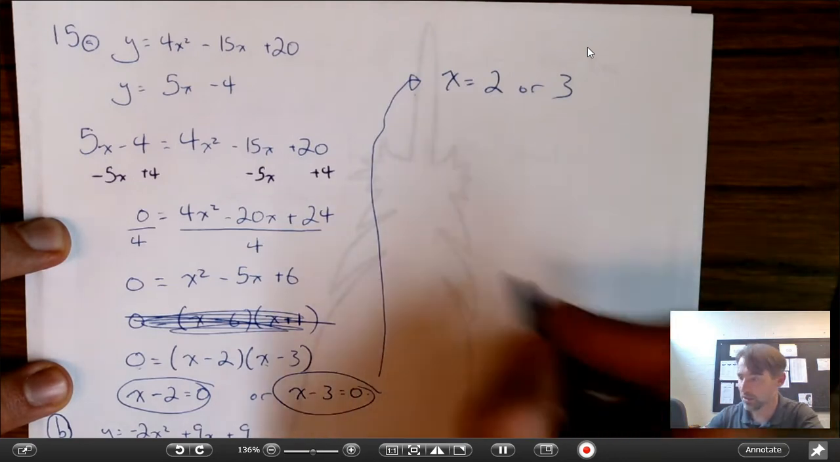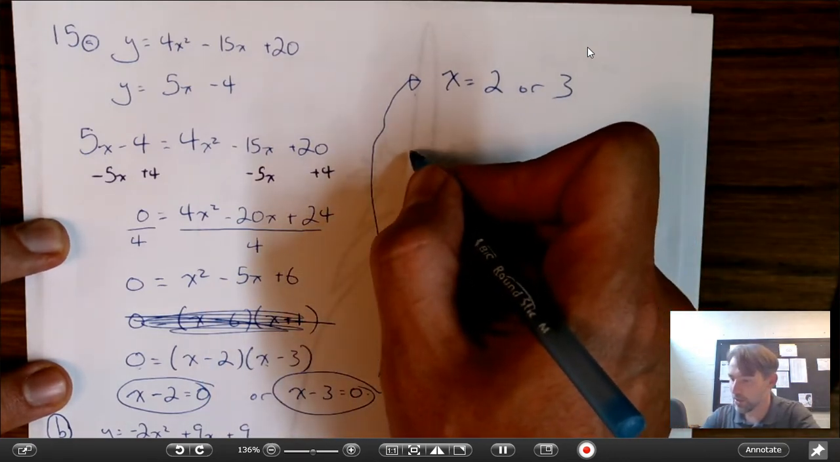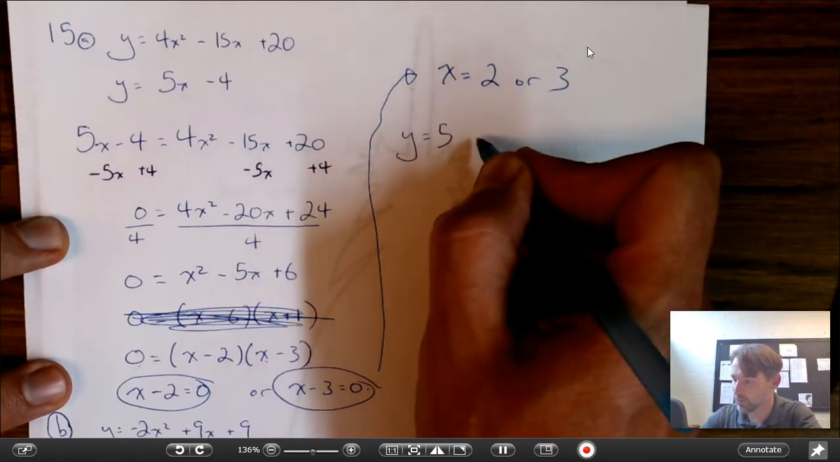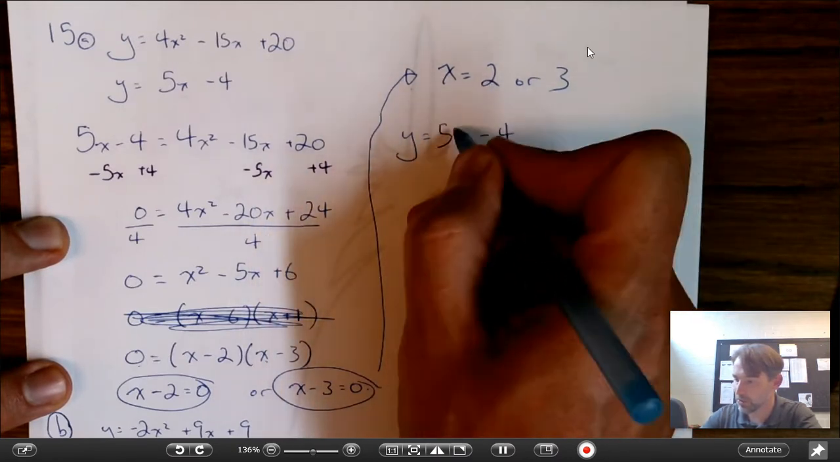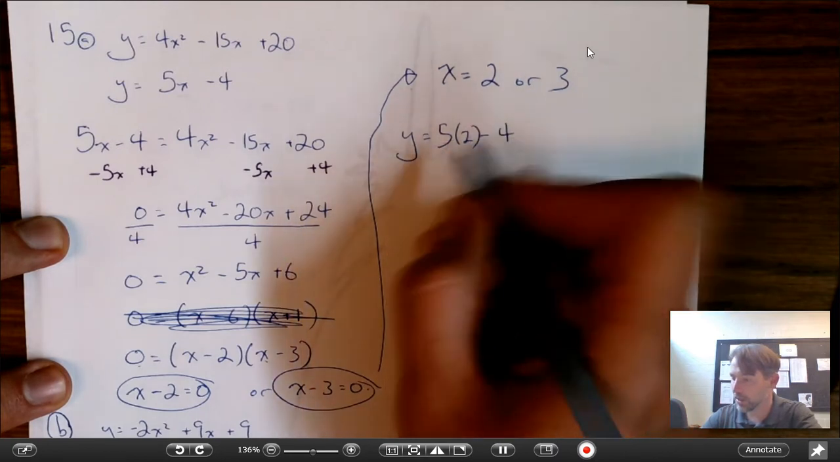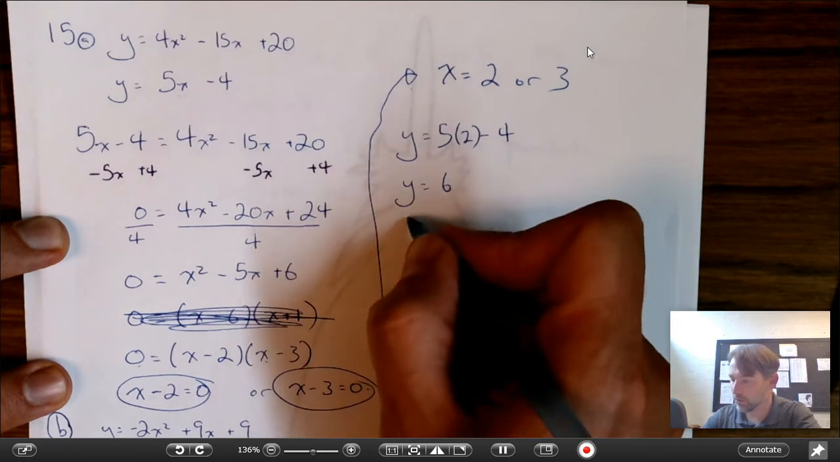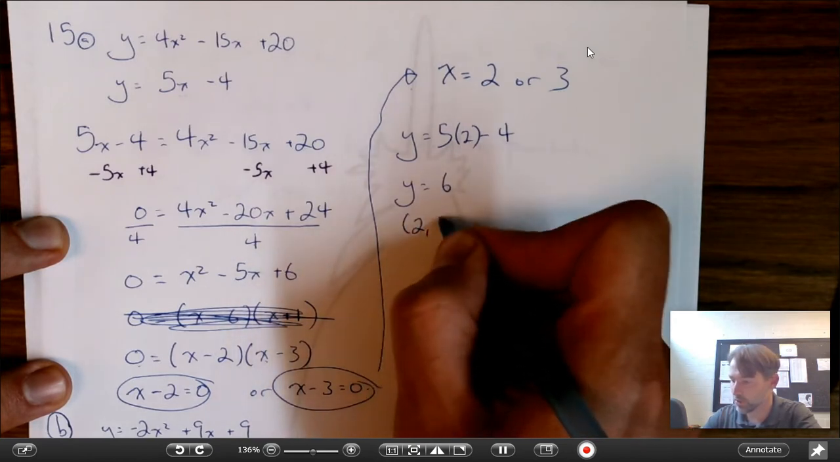Those are the two values of x. So let's use the line here, y is equal to 5x minus 4, but instead I'm going to sub in 2. And then I get y is equal to 10 minus 4, which is 6. So that gives me the point (2, 6).